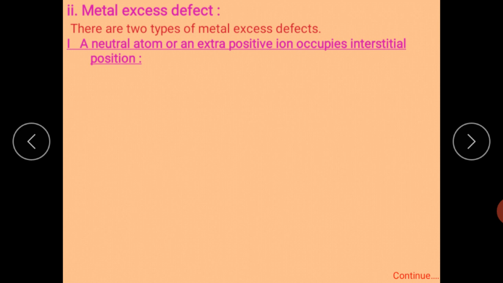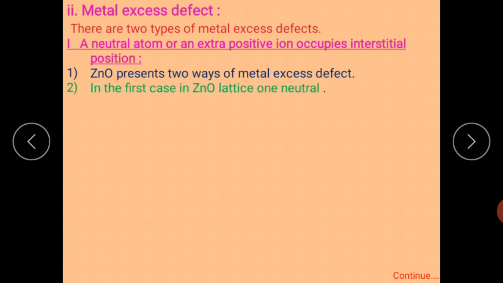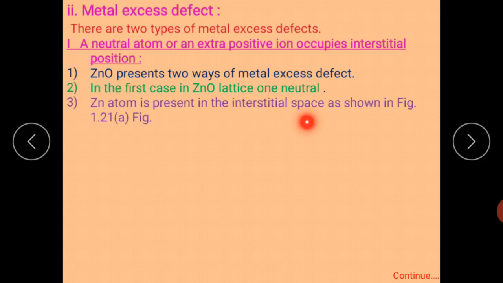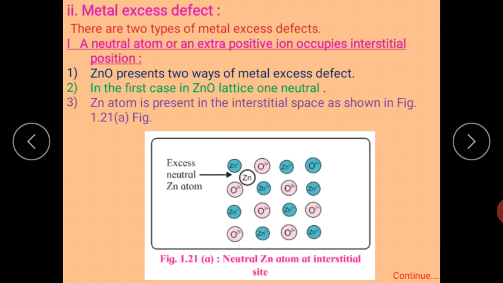For example, zinc oxide shows two ways of the metal excess defect. The first case is a neutral zinc atom in the ZnO lattice. Then the zinc atom is present at the interstitial space as shown in the figure. This is a neutral zinc atom present at the interstitial place in the crystal.